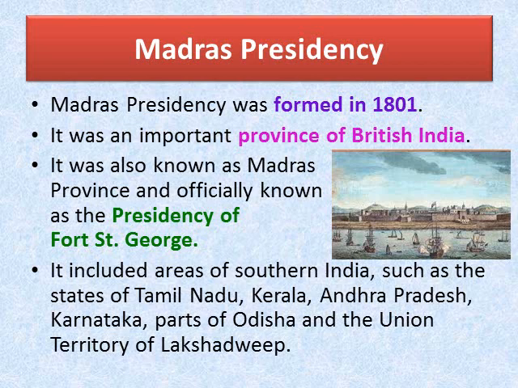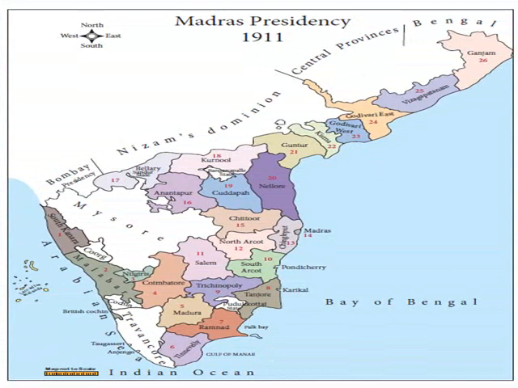It included southern India, that is the Indian states of Andhra, Tamil Nadu, Kerala, Karnataka, Telangana, Odisha, as well as the Union Territory of Lakshadweep. Dear children, the Madras city was the winter capital of the presidency and Ooty was its summer capital. The East India Company purchased the village of Madras Pattanam and a year later established the agency of Fort St. George, which is the predecessor of Madras Presidency. With this introduction, let us go into the lesson.